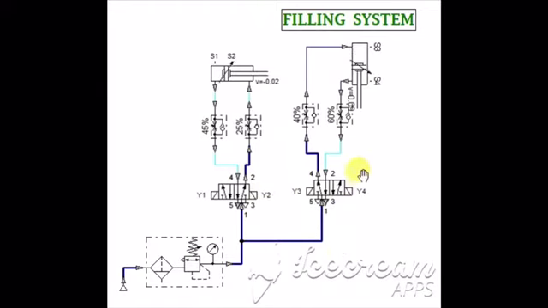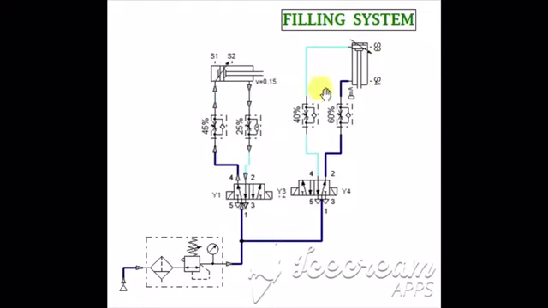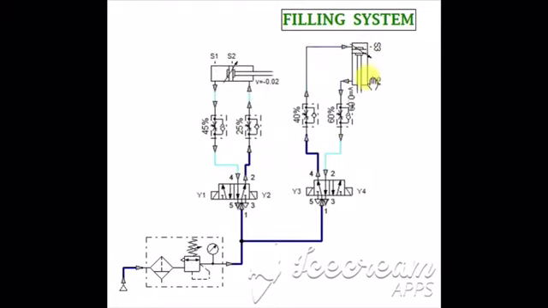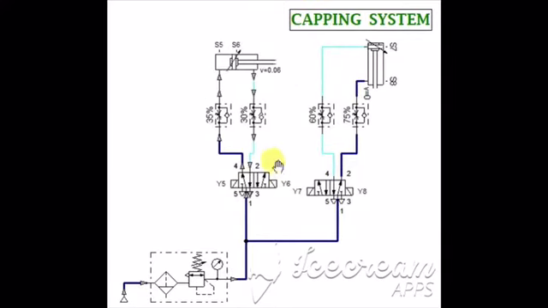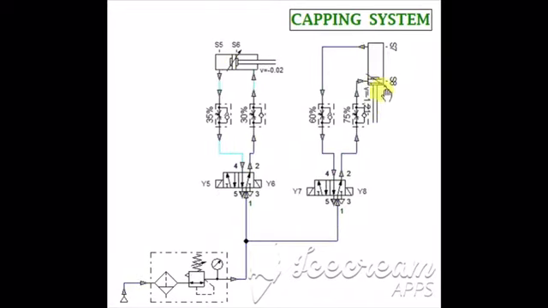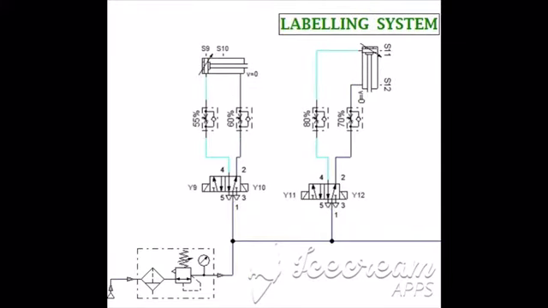Y2 and Y4 in filling system will return after S4 actuated. Y6 and Y8 in capping system will return after X8 actuated. Y10 and Y12 in labeling system will return after S12 actuated.